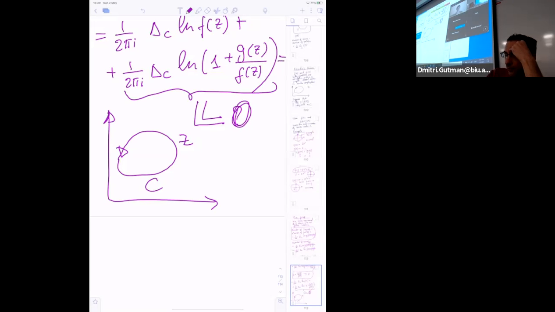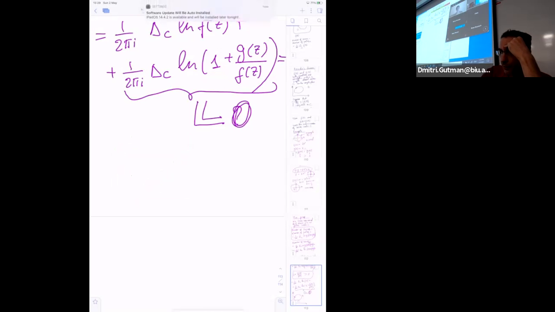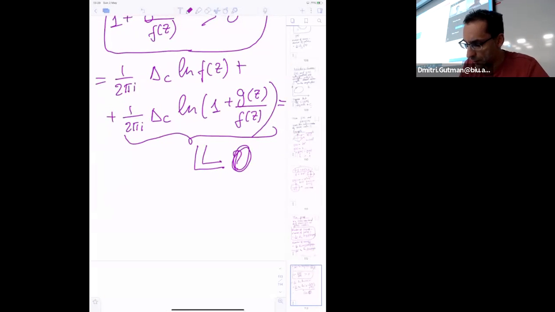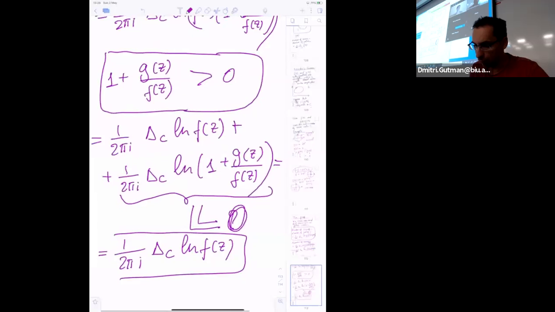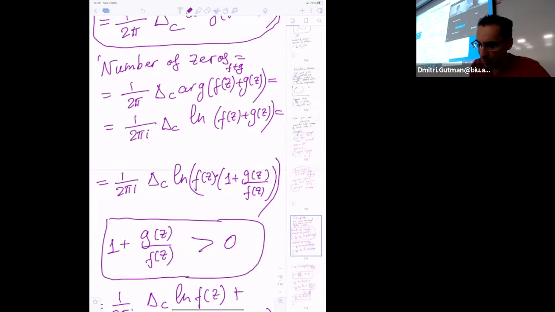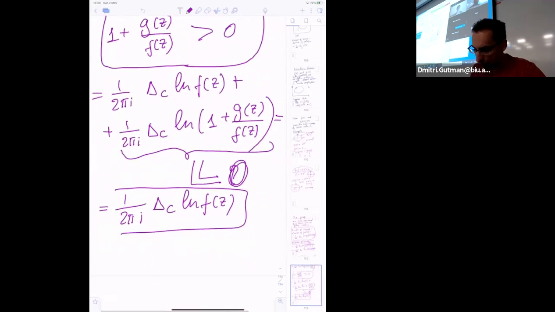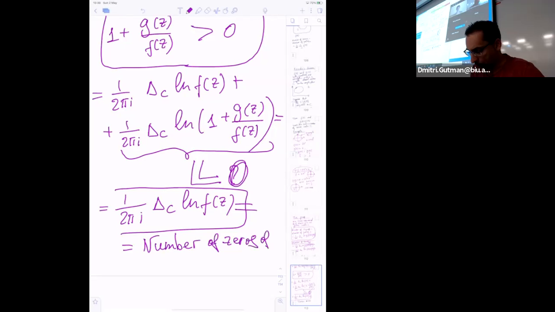And therefore the entire thing is equal to 1 over 2 pi i change along C of the logarithm of f of z. So what we have shown: we started with the number of zeros of the function f plus g, and we found that it's equal to the change of the logarithm of the function f of z. But this thing by construction was equal to the number of zeros of the function f.